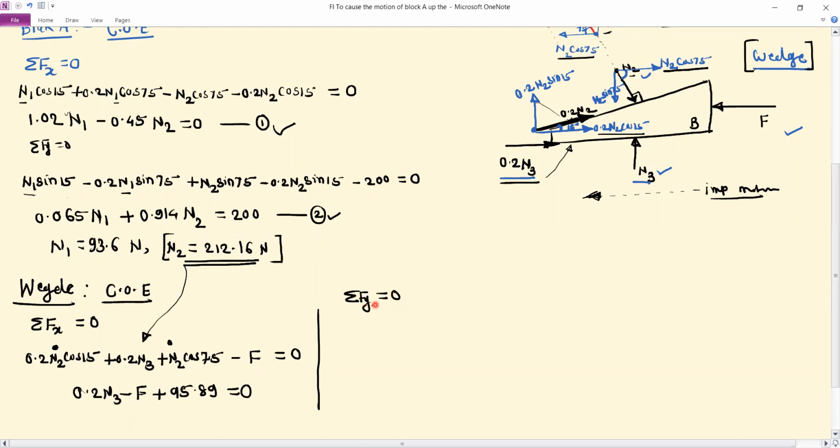So for the summation fy, this n2 into sine 75 is in the downward direction. So it is negative y direction. So minus n2 into sine 75, then plus 0.2 into sine 15, this n3, so plus n3. So only three components. This is equal to 0. From this equation, you can calculate the value of n3. Put the value of n2.